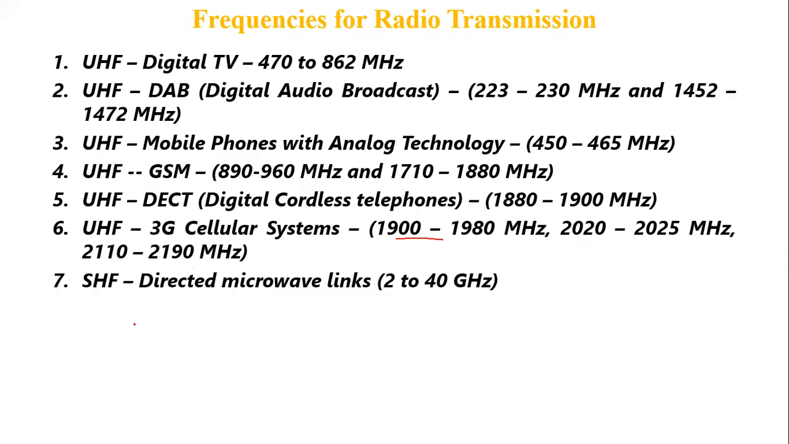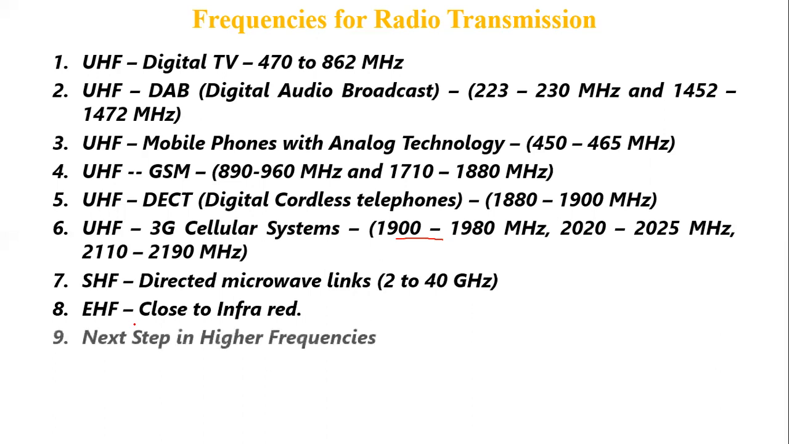And then we have directed microwave links. These are basically super high frequencies, working in the band of 2 to 40 gigahertz. Followed by that, we have EHF, that is extremely high frequency, which is close to infrared frequencies. So these are the different frequency bands and the various devices operating in these different bands.